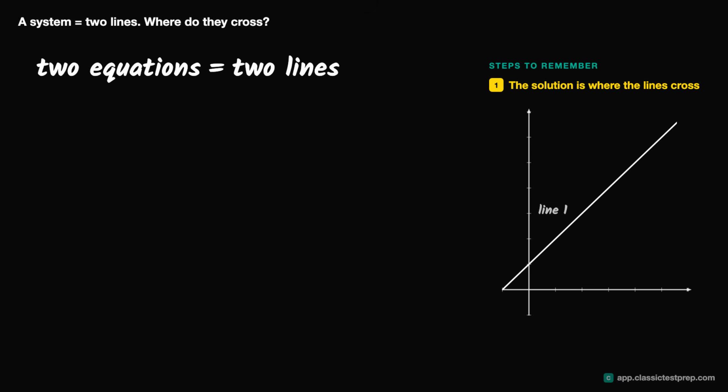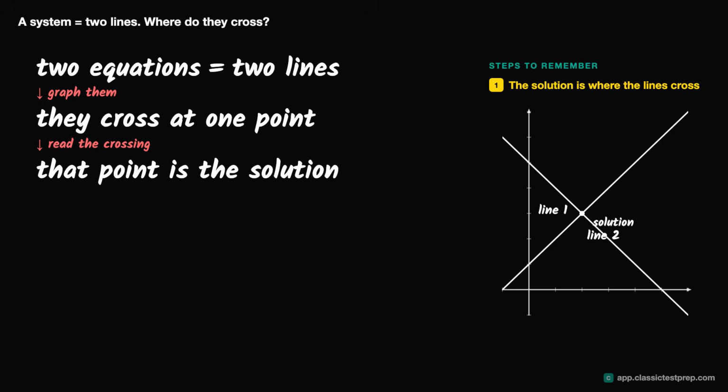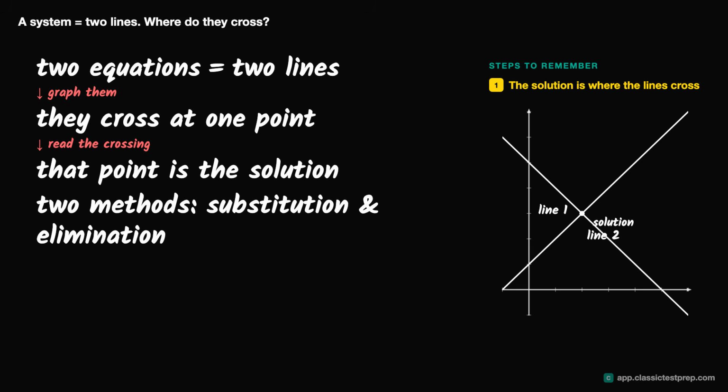Systems of equations seem intimidating, but they're really just two lines graphed in the coordinate plane, and those lines typically cross. The solution is just the point where these two lines cross. Now, most of the time, you'll just be given two equations with no graph, and you'll be asked to find the solution. Here's how you do that.